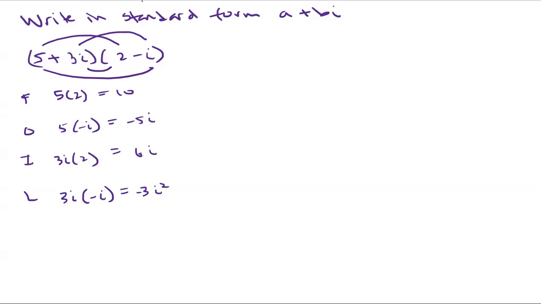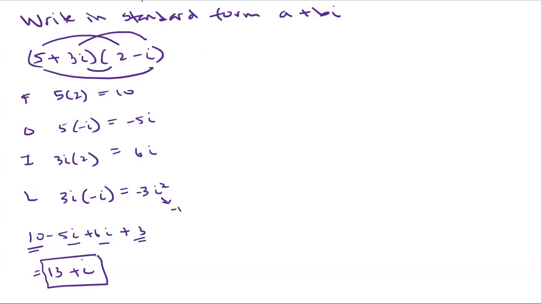And then we just combine them. So we get 10 minus 5i plus 6i. Now remember, i squared means negative 1, so that's going to be negative 3 times negative 1, which gives us a positive 3. And then we just combine like terms. We're going to combine the constants here and then combine the i's. So that's going to give us 10 plus 3, which is 13, and then we have positive i. And that will be our answer there.